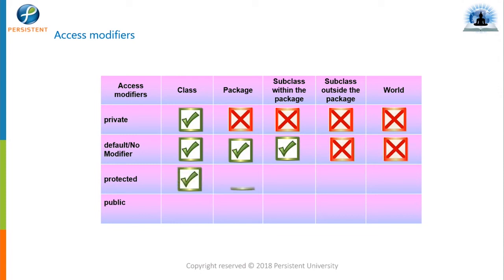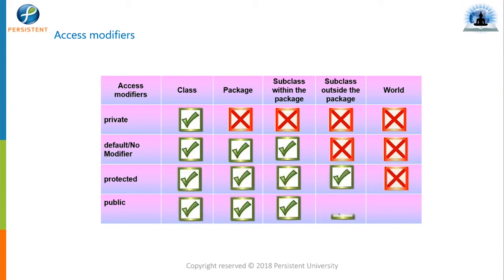We have four access modifiers in Java. First one is private. Whenever I declare private on any member, that will be accessible only within a class. It will not be accessible in the package, not in the inherited classes, not in a different package, nowhere, only within a class.